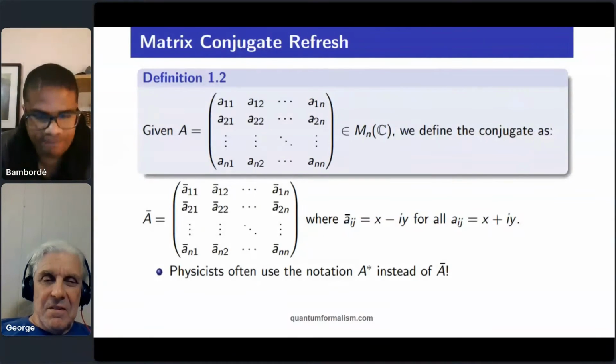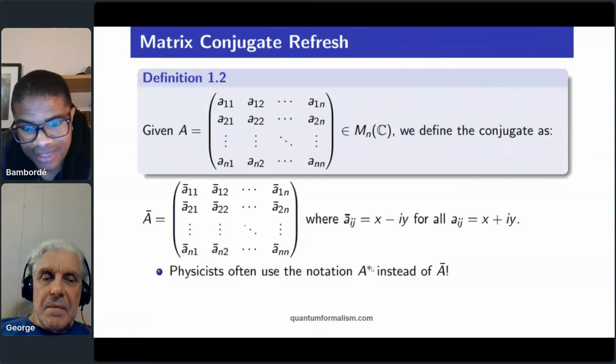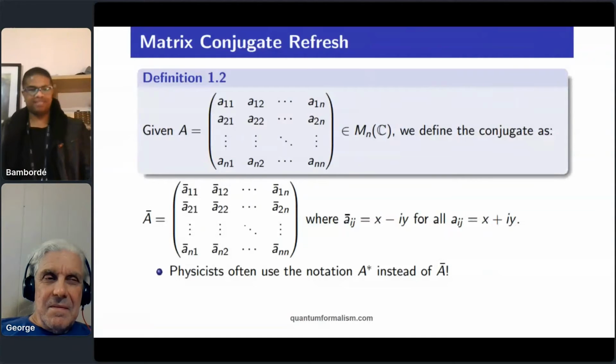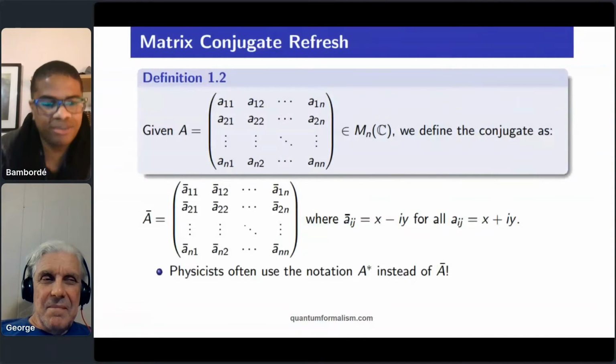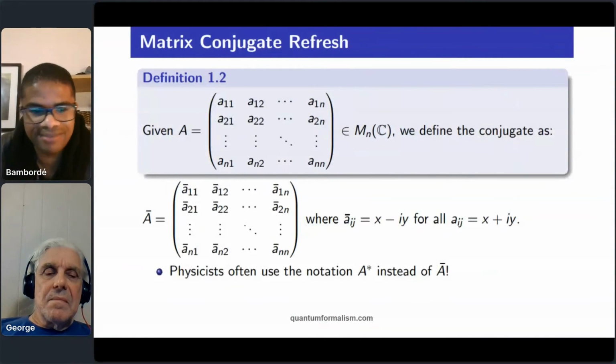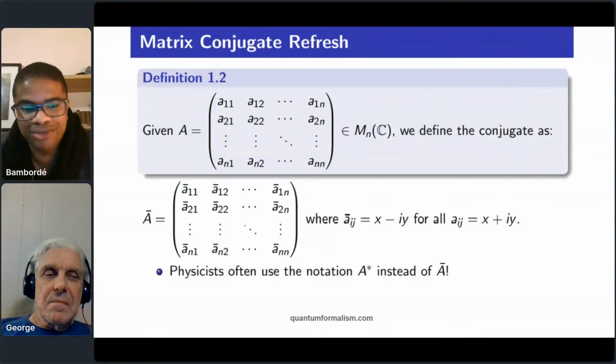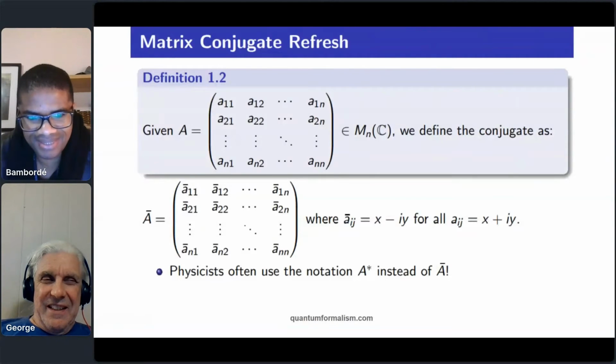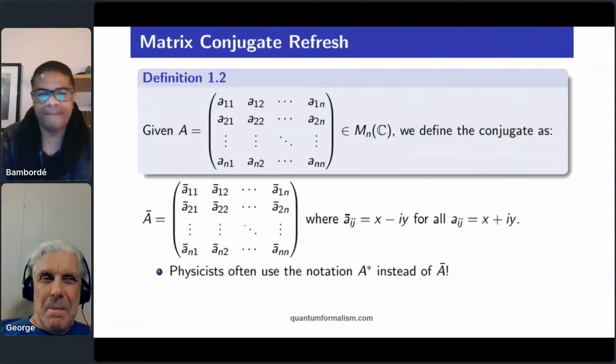Yeah, entry-wise. Now, this is another warning: if you pick a book written by a physicist, they won't write this A bar for the matrix. They will write A star. Mathematicians actually reserve this for something else, like involution, when you study C star algebras. So it's very important when you pick a book to make sure whether a physicist or a mathematician wrote it. A good book will have a little page at the beginning with the notation and conventions they're using throughout.